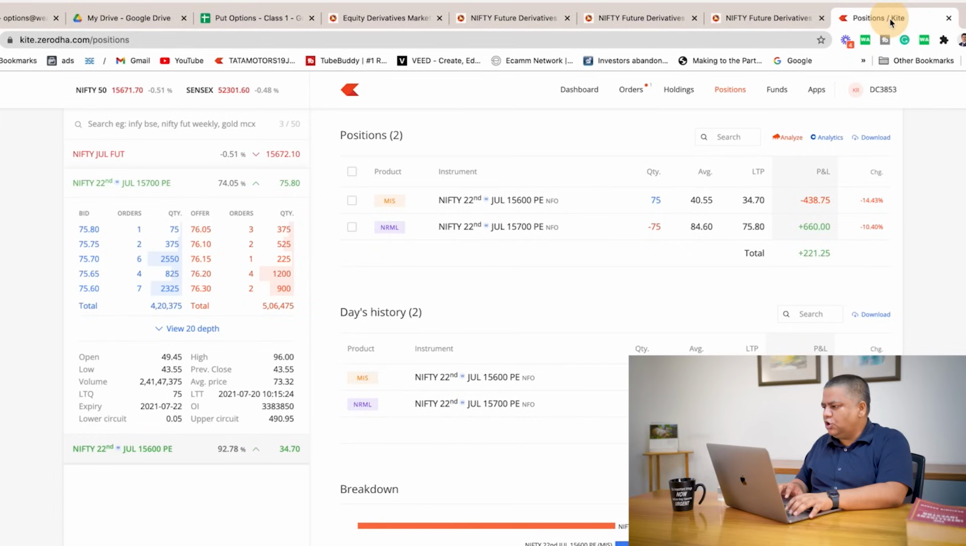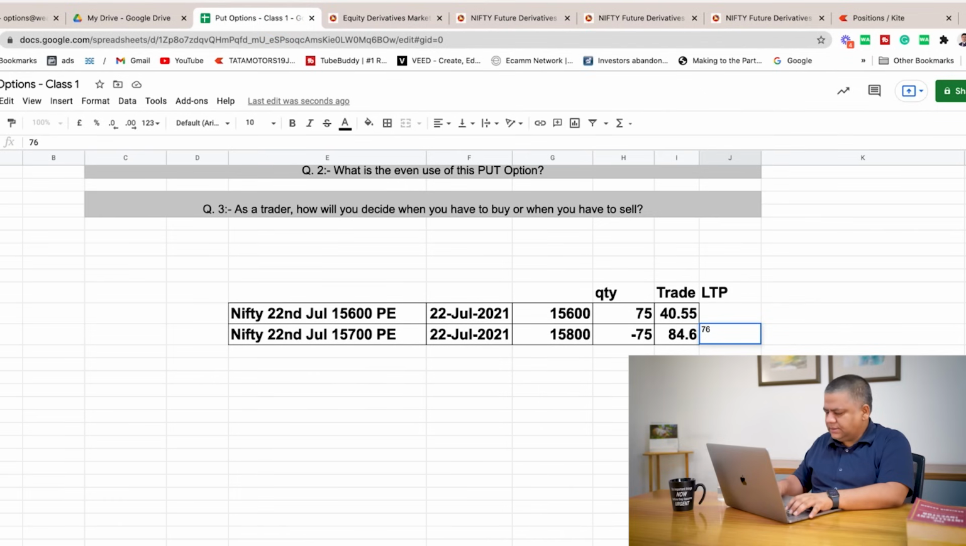So obviously the price has gone down from 84 to 76. What will be my profit? 84 minus 76, into, since I have sold 6, so I have sold this, so the buy price minus sell price into the quantity. Since I have taken minus 75, it will give me a profit. So I sold at 84, going to buy back at 76. So lower buy, higher sell, obviously I will make a profit.